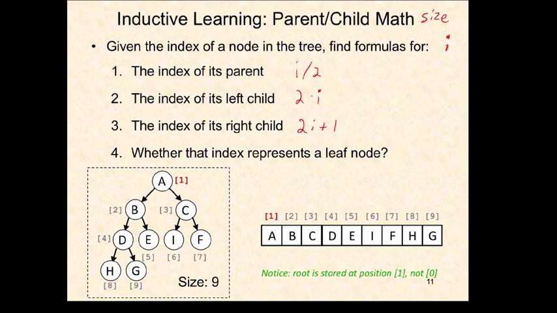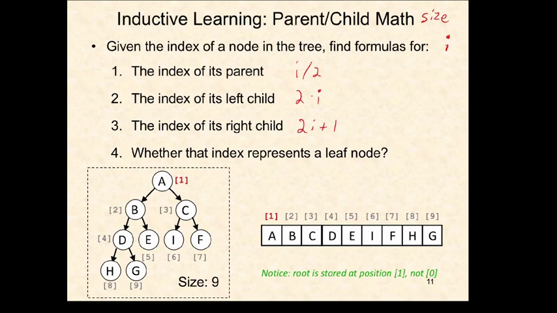Okay, so if we want to know if it's a leaf node, well, let's look at our indices here. 4 has children, 5 does not, 6, 7, 8. So I've got 4 nodes that have children, 5 nodes that don't have children. So it looks like we're on the right track. It's got to be related to size times size divided by 2 here.